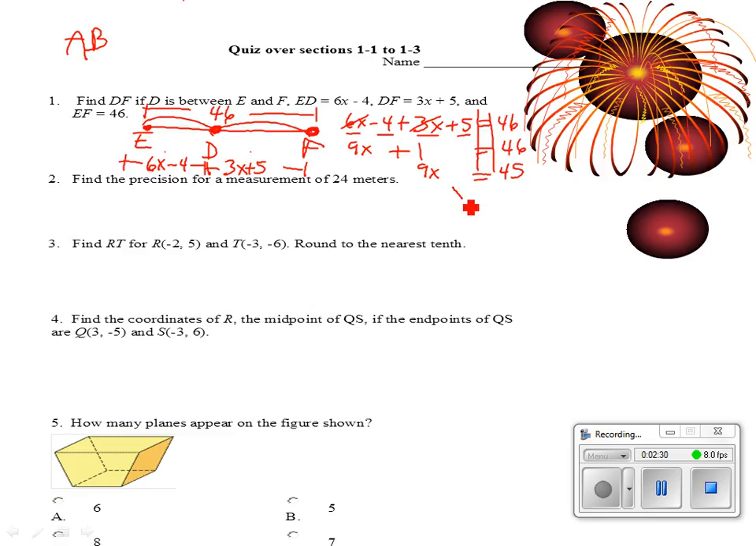Divide by 9, what's x equal? That's not our answer. Why is that not our answer? What did they ask us to find? Length of segment DF. So we go back up here to DF, that's this part. We want to plug in right there. What's 3 times 5? 15. Plus 5. So DF, boy, that looks terrible. DF equals 20.